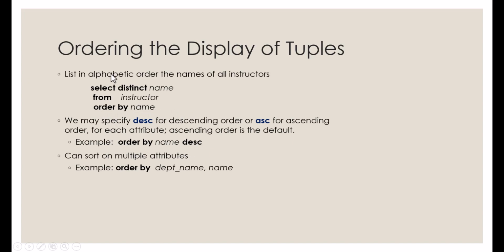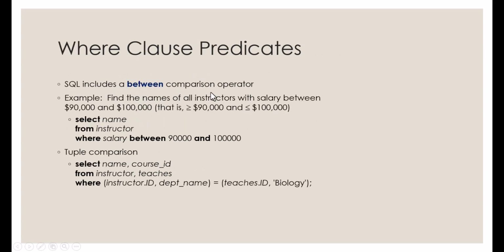So whatever you see in bold are going to be all keywords. So we're selecting distinct name from instructor order by name. So we have distinct here because if we didn't, all the duplicated names will be displayed. So you may see the same name more than once. Okay, so if you want to get rid of those, you just use the word distinct.